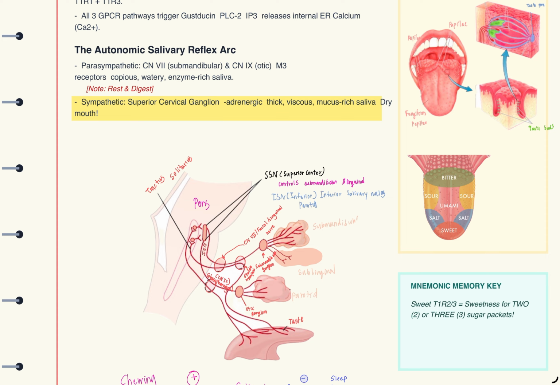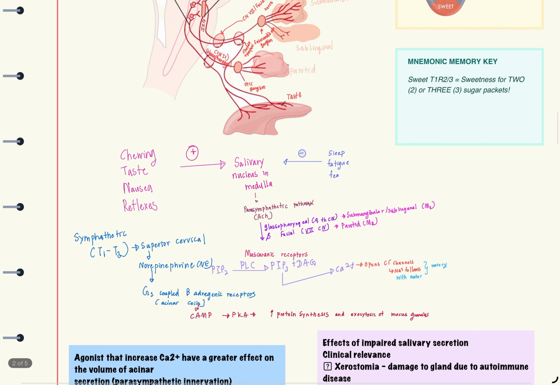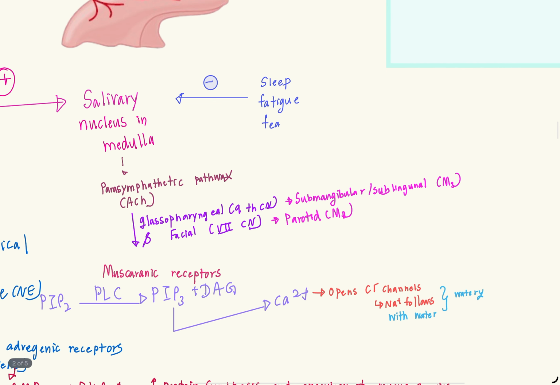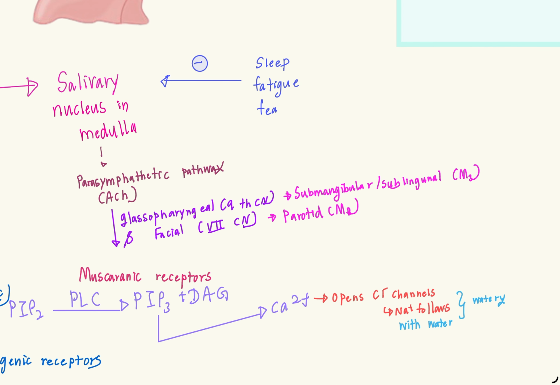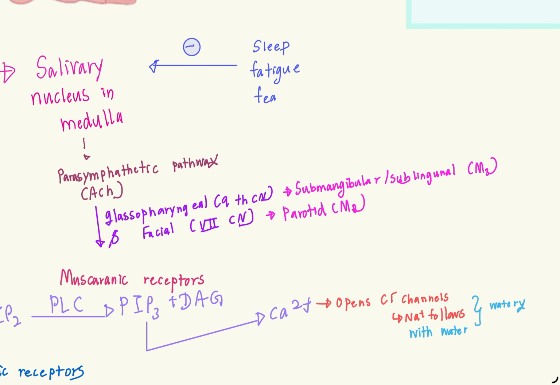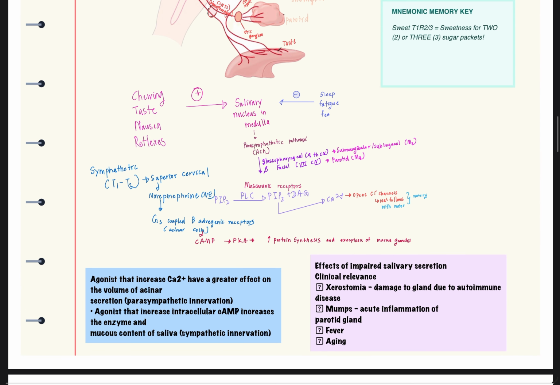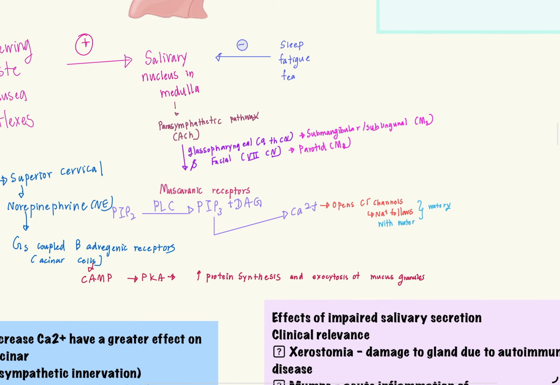So during parasympathetic activity, it will secrete more watery saliva, while sympathetic activates through the superior cervical ganglion that will produce thick mucus. So the glossopharyngeal, the 9th cranial nerve, will act on the submandibular or sublingual, while the 7th cranial nerve, the facial, will act on the parotid glands.